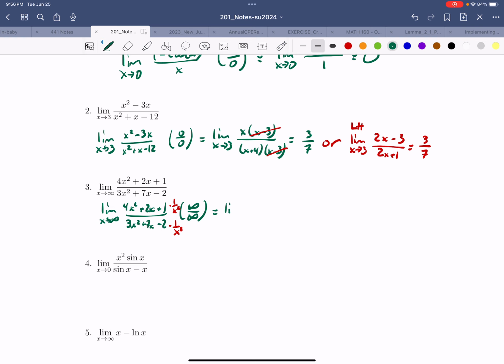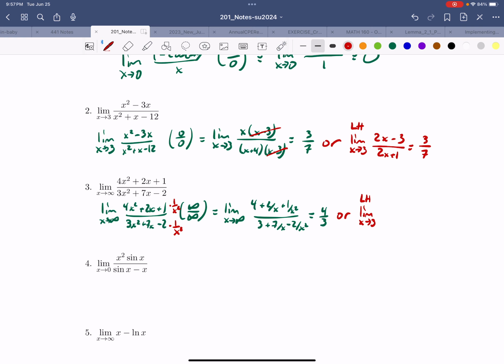And you wind up getting the limit as x approaches infinity. This is going to be 4 plus 2 over x plus 1 over x squared over 3 plus 7 over x minus 2 over x squared. And then you wind up getting 4/3. But again, if you wanted to use L'Hopital's rule, which you totally can, I'll just write or. And by the way, on the exam, if I don't specify the method that you need to use, then you use whichever method you want.